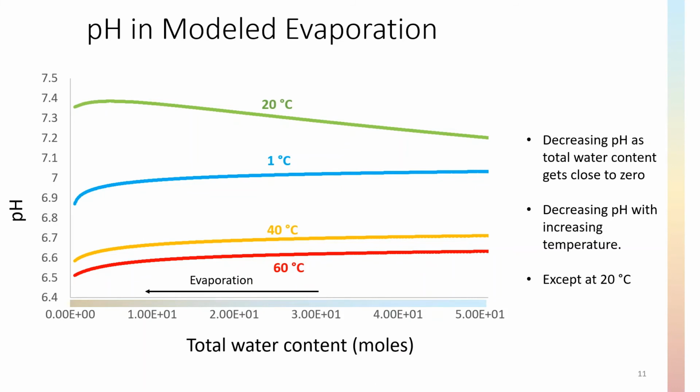I also plotted the modeled pH of the evaporating aqueous system. Here the x-axis is the total water content, and the y-axis is pH. With decreasing water, the pH is decreasing, and with increasing temperature, the pH is decreasing except at 20 degrees centigrade. I'm not entirely sure how to explain this yet, but this is definitely an interesting observation.